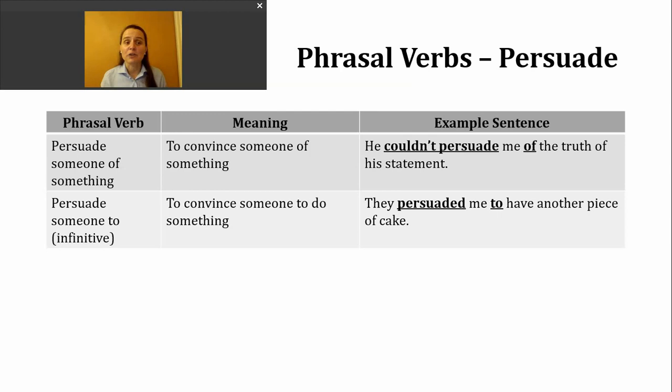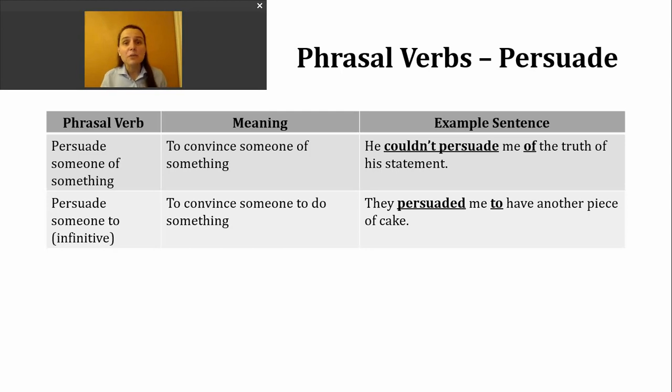The next phrasal verb we're going to look at is to persuade someone to, and I've noted infinitive here. If you've studied a lot of English grammar, you know an infinitive is to plus the base verb. That's what you're going to see very commonly with this verb persuade, particularly when we're talking about action. So that's our meaning here, to convince someone to do something.